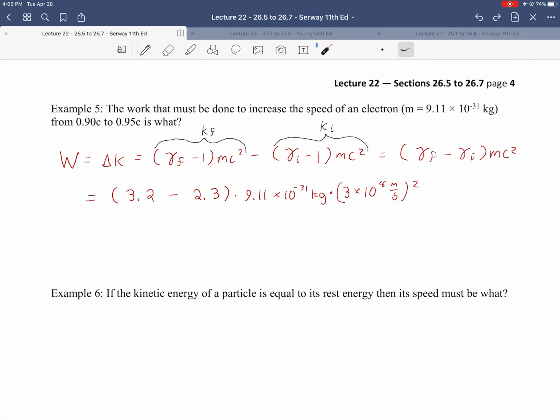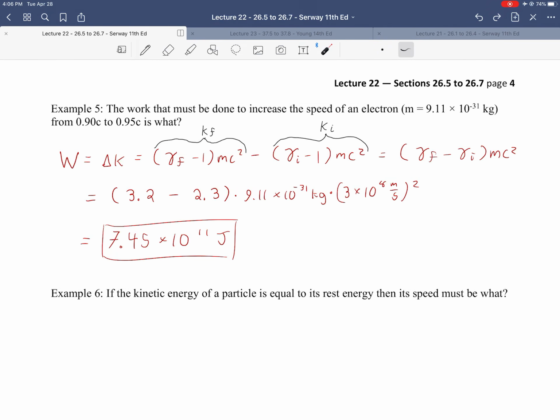And it also really shows you how gammas have a big effect, right? Here we only went up by 5% the speed of light, but we went from 2.3 to 3.2. If we went up another 3% to 0.98, then our gamma would jump even more. And then times m times speed of light squared. All right, so there we have it. It would take 7.45 times 10 to 11 joules. Whoa, that's a lot of energy, right? That is a huge, huge amount of energy.